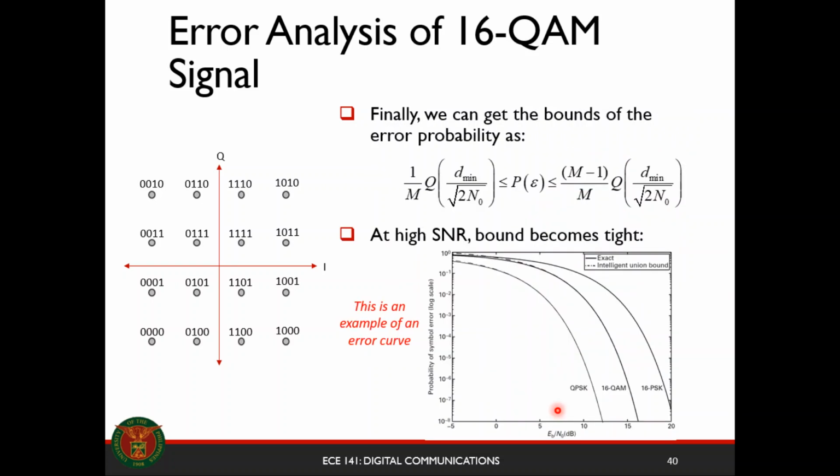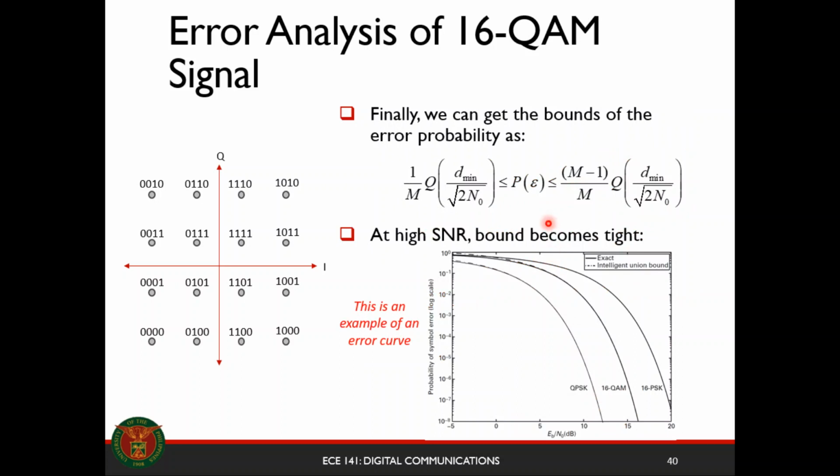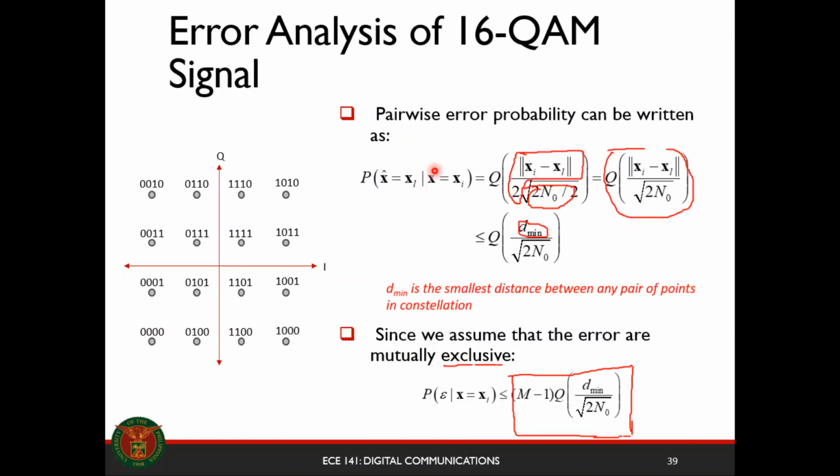Just to compare, from here you can get the bounds, this M minus 1. So this is just for your probability of error given x is equal to x sub i.